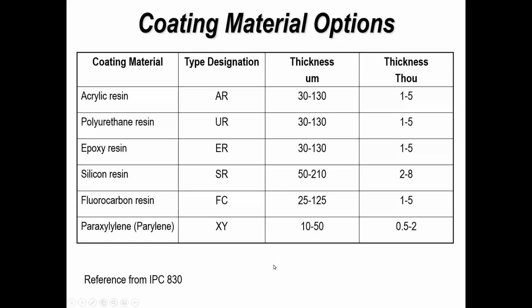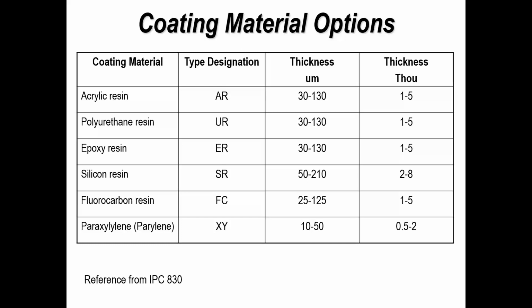There are different types of conformal coatings, and again, I've just illustrated some of the more common coatings you'll come across, and you can find these referenced in the IPC 830 specification. So acrylic resins, polymeric resins, epoxy resins, silicon resins, and that's one of the materials that's generally used for more high temperature applications, generally speaking. That's a softer material. You've got fluorocarbon resins, and also you've got parylene.